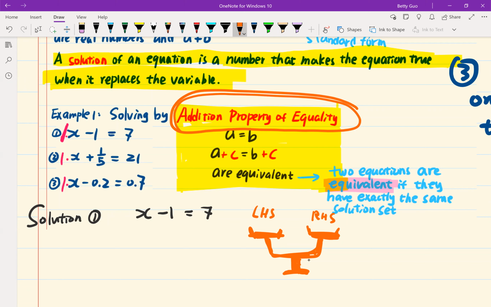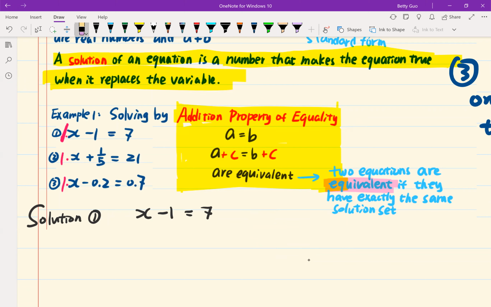Same thing, if you remove means subtract, right? If you subtract a certain amount or a number from both the left-hand side and right-hand side, then the equation still holds. The balance of the scale is still okay. Does that make sense? It's very straightforward, right? Okay. So that's the addition property of equality.